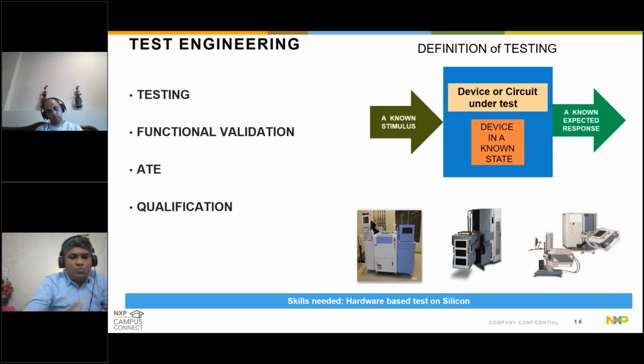Then the automated test equipment, that is ATE, where a lot of characterization happens of the various operating parameters, and then qualification. What is the difference between test and qualification? Test is you ensure the functionality is correct, it is working, the samples that I am getting are working. Qualification means, will it last for 10 years or 15 years of my device lifetime?